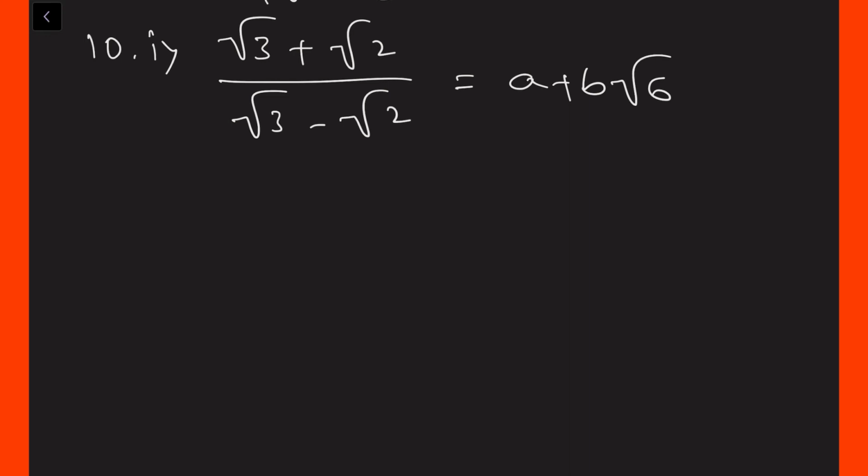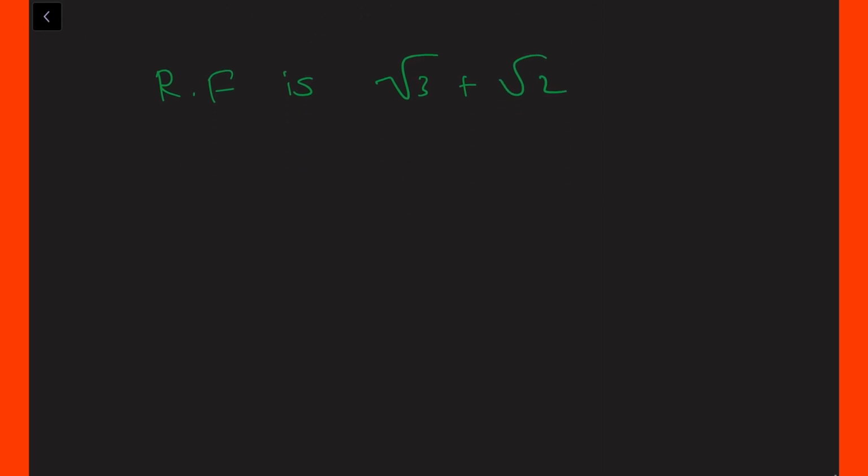So here, if we observe the denominator, it is root 3 minus root 2. Then the rationalizing factor is root 3 plus root 2. Now we need to multiply and divide the given question by root 3 plus root 2. I am not going to worry about this RHS. At the final step, whatever answer I get, I will compare with this RHS. So till then I am not considering the RHS. Only I will take the LHS.